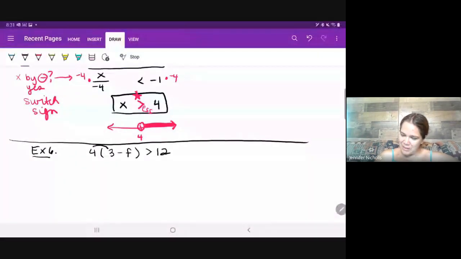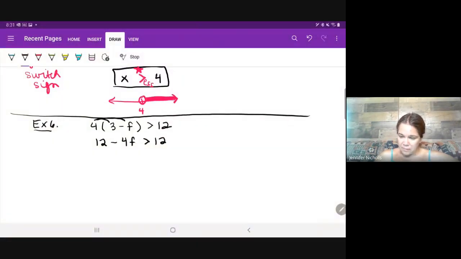You know what's nice about distance learning is we're practicing using our vocabulary better too. Now this is 12, but not 12 minus f. What is this? 12 minus what? Yeah, 12 minus 4f. Okay, agree. Greater than 12. Then what? What's next? Okay, agree.